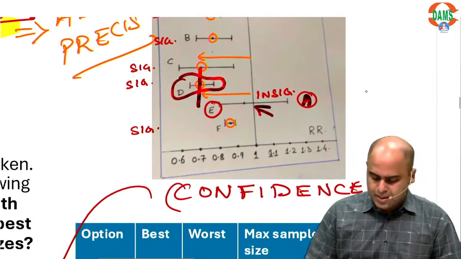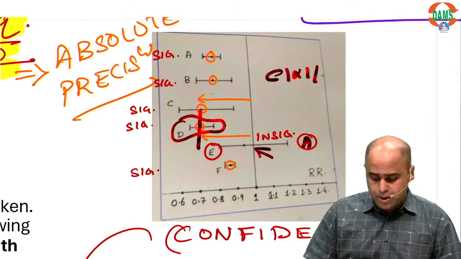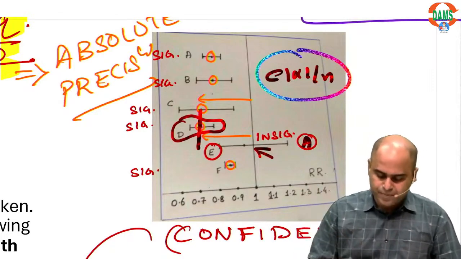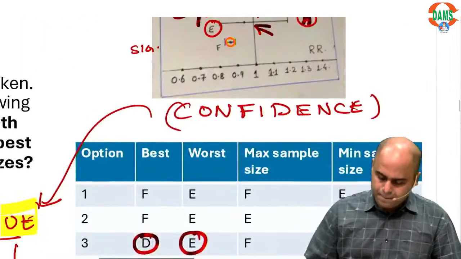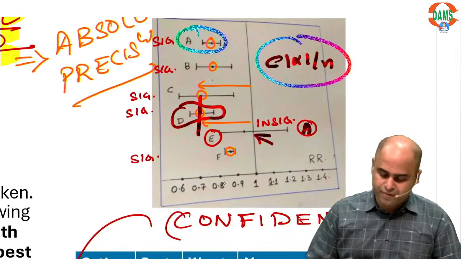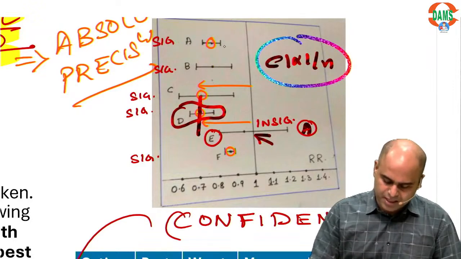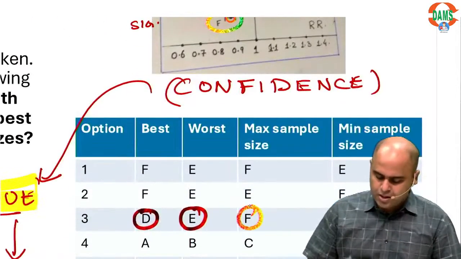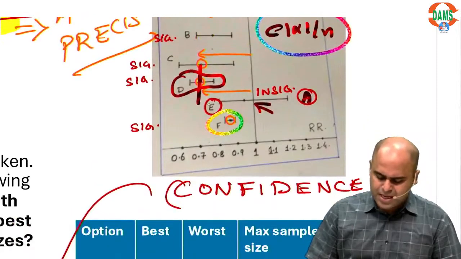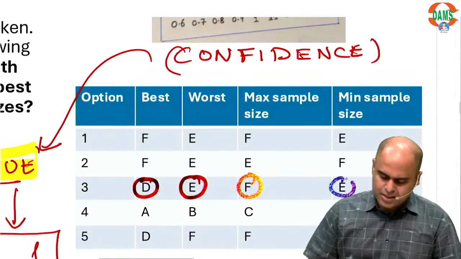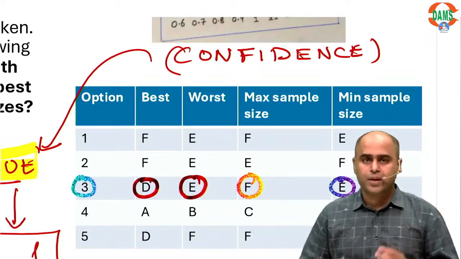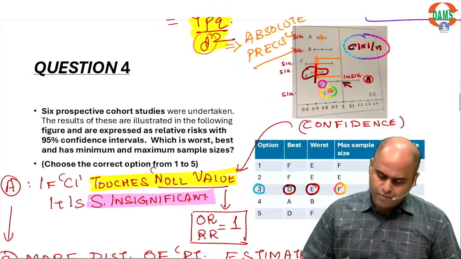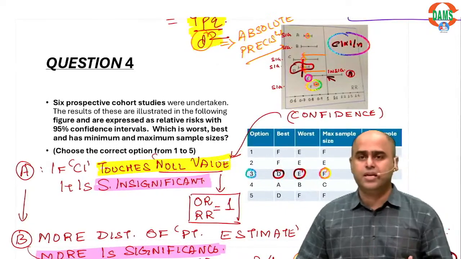Maximum sample size: CI is inversely proportional to sample size. In this question, whose CI is smallest? A. So A will have maximum sample size, or F. Now if you are in a hurry, you will do this mistake. So it was F which has got the smallest CI, so it has got the maximum sample size. Minimum sample size, you can easily see it is E. So answer to this question was option number 3. I hope I am clear with this. Guys, this has become a bread and butter question for the INICET exams these days.